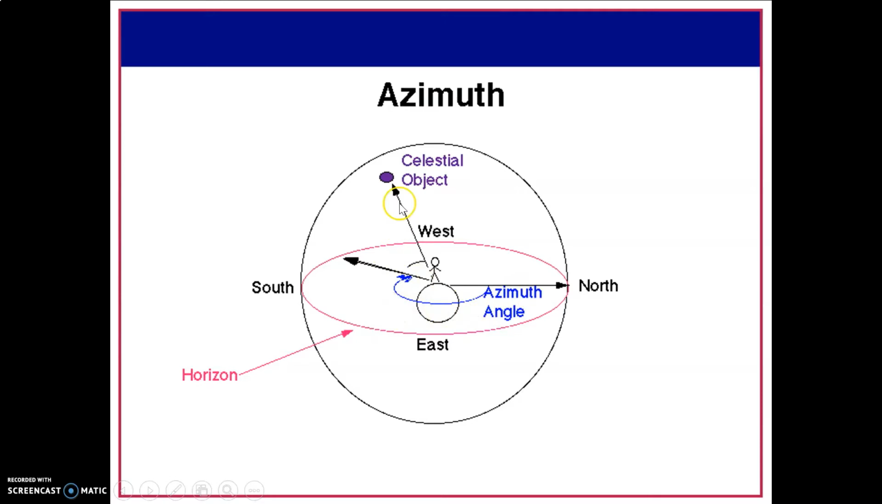And notice it doesn't go up in the sky, it goes around the horizon. We already know the angle that goes up or down is called altitude. The angular measurement going around the horizon, eastward, is azimuth.